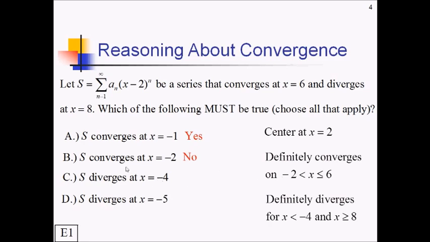x equals -4 diverging now. Well, that's right on the border between possibly converging and diverging. Again, we can't conclude we're diverging because we might be converging there at that border. And then finally, diverging at -5. Well, -5 is further out than the point that they said diverged earlier. So -5 definitely has to diverge.